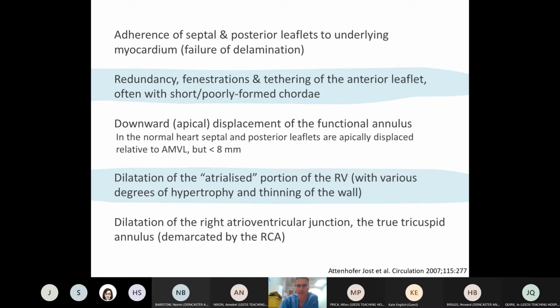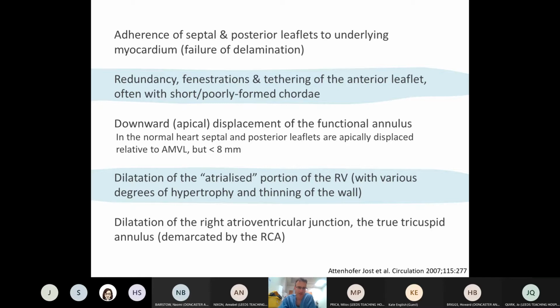So that's a failure of delamination, effectively the development of those leaflets. And then the anterior leaflet has lots of redundancy, may have fenestrations and may be tethered, and may have short and poorly formed chordae. And then there's this downward or apical displacement of the functional annulus. So in the normal heart, the septal and posterior leaflets are apically displaced relative to the anterior mitral valve leaflet, but that displacement shouldn't be any greater than 8 millimeters. So in Ebstein's, it's greater than that.